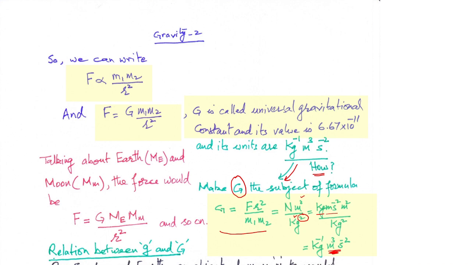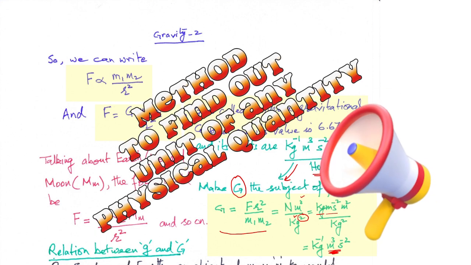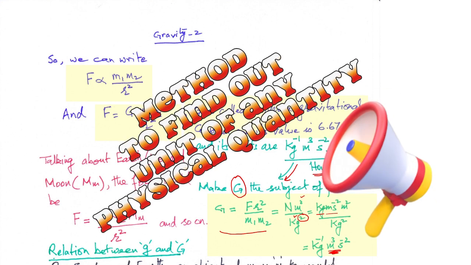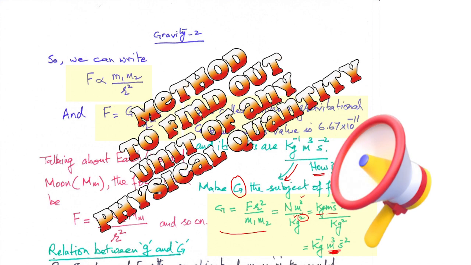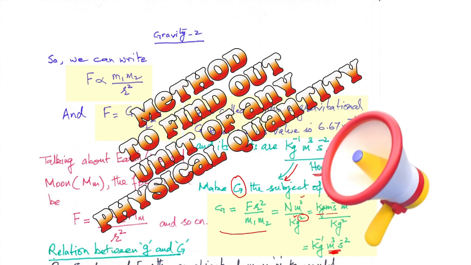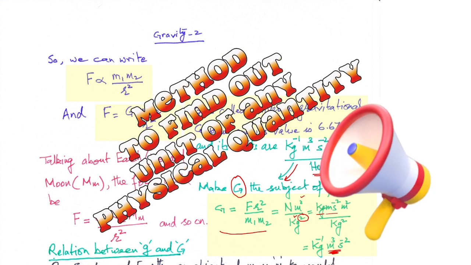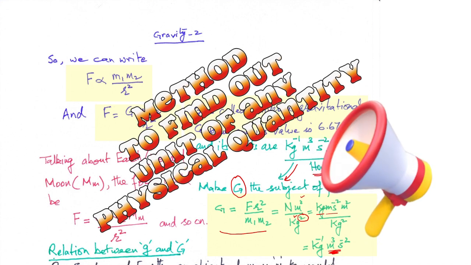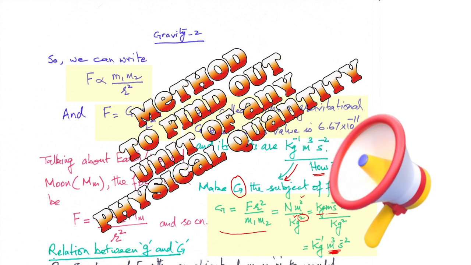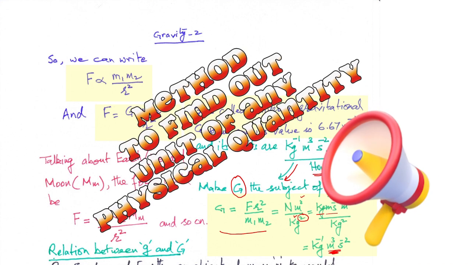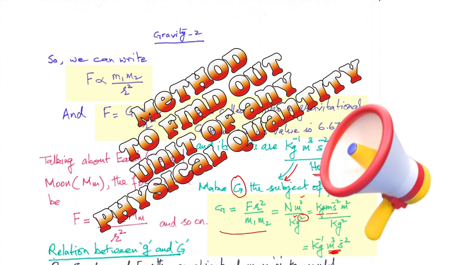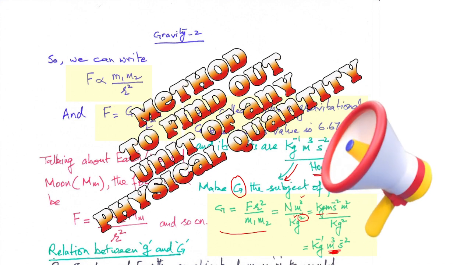This is a method to find out the unit of any physical quantity. If you forget the units, you make that physical quantity the subject of the formula, put in the base units, and you will be able to find the units of that physical quantity in terms of base units.